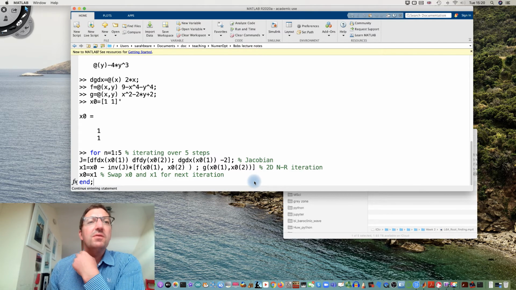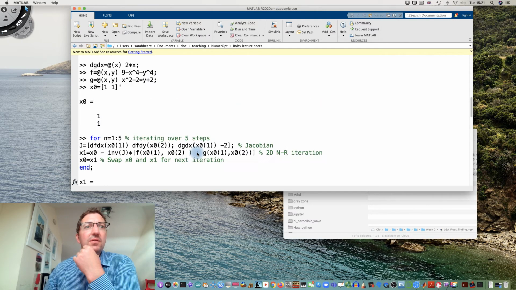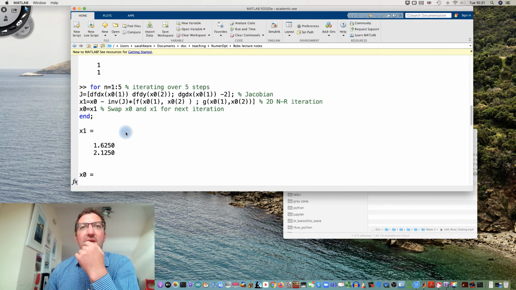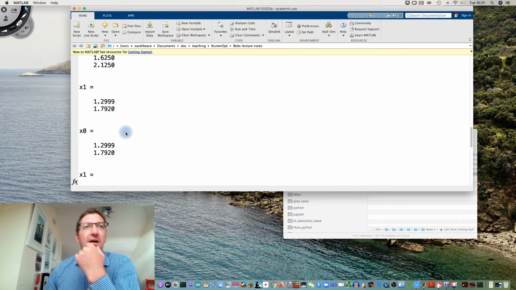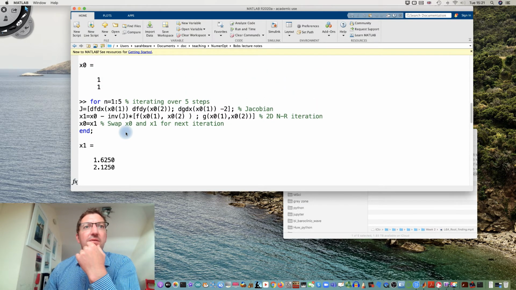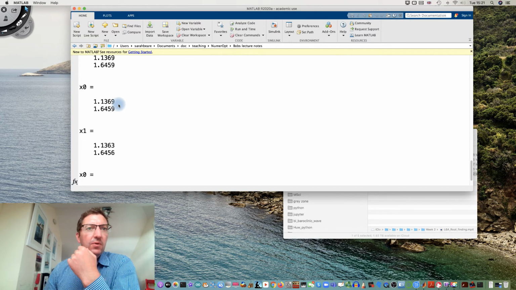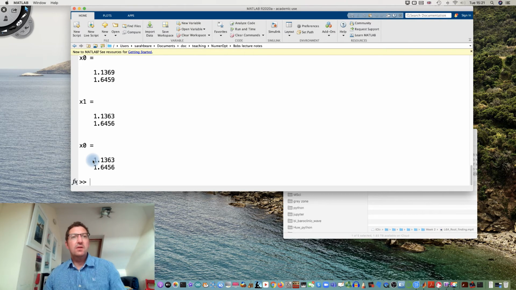I'm going to put a semicolon. I'm going to suppress the output. All right, let's print it out anyway. So what we do is we do 5 iterations here, and it's showing you x0 and x1 at each time, starting at a value of 1, 1, and we end up after 5 iterations with a value of x of 1.13. So remember this vector is 1.13.